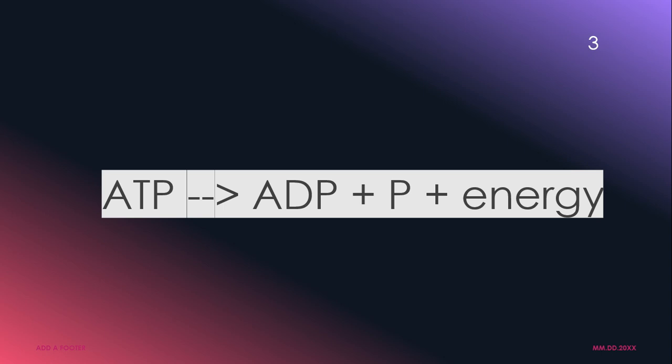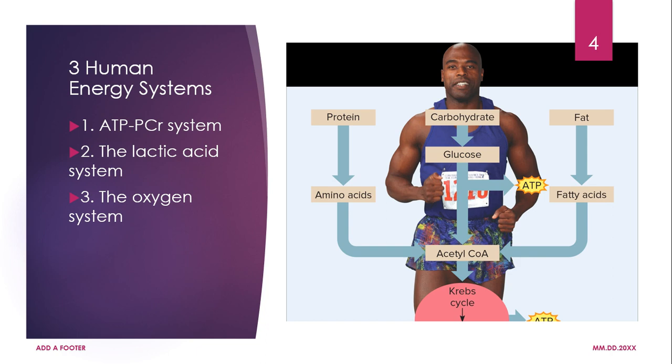So you need ADP, or adenosine biphosphate, plus phosphagen and energy. All three nutrients, carbohydrate, protein, and fat, may be used to form ATP, but carbohydrate and fat are the major sources via the aerobic metabolism of the Krebs cycle.